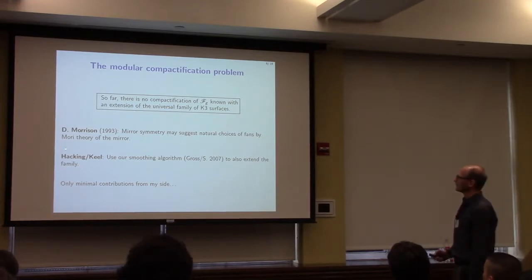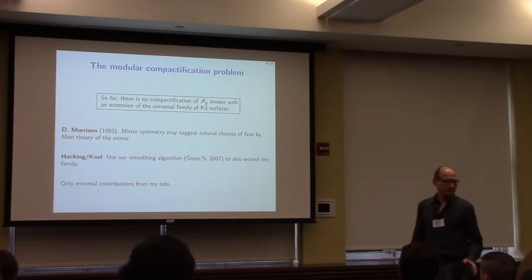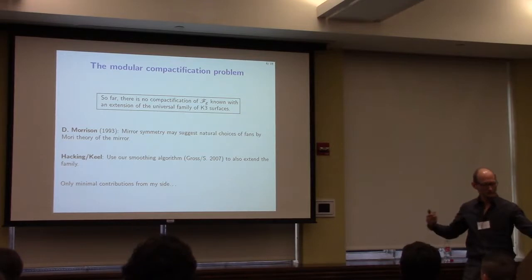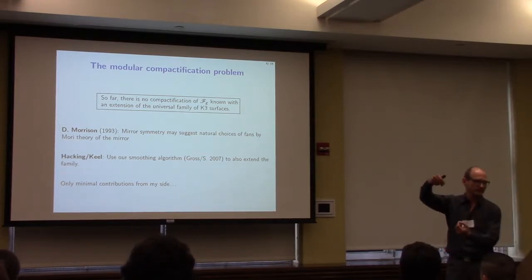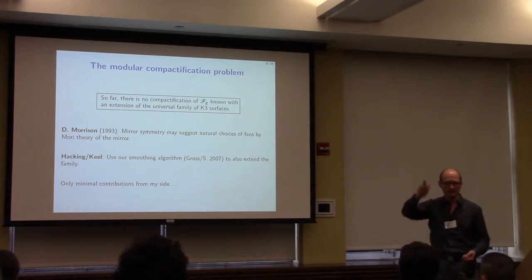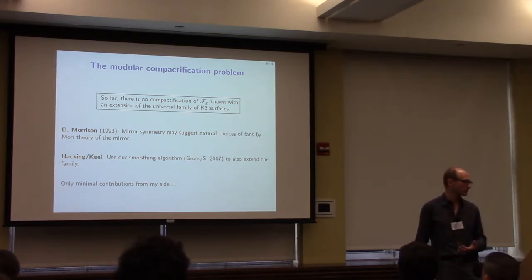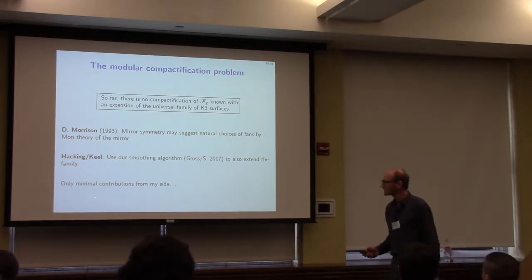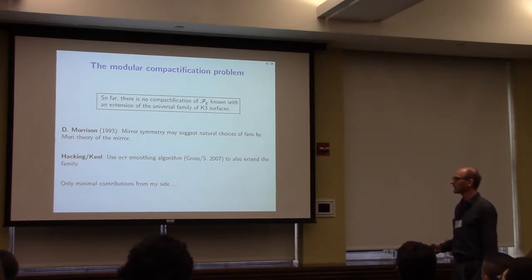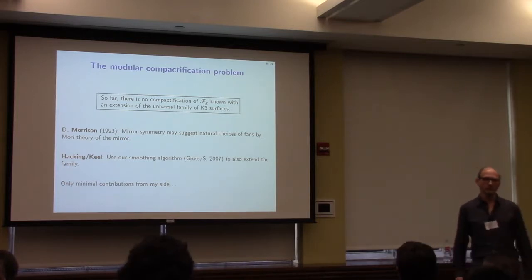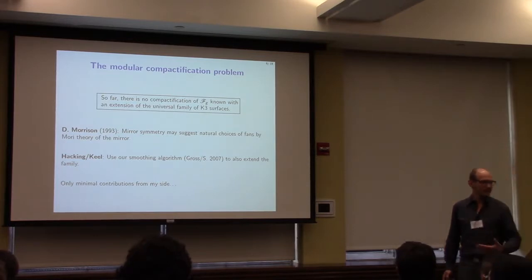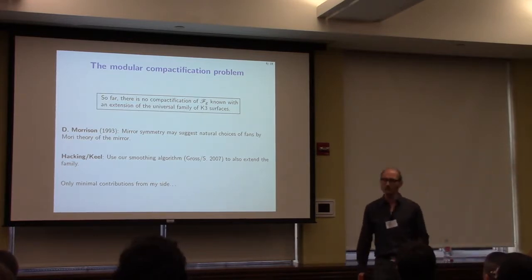Okay? So Mori theory means taking birational geometry. You take a one-parameter degeneration, you have this threefold, you fill in the central fiber, but it's not unique. You can do birational transformations that change the central fiber, and that's controlled by moduli theory. And the whole project kicked off with Paul Hacking and Sean Keel suggesting to use the smoothing algorithm of myself and Mark to extend the family. So we have some data that looks like, okay, you could make that work.